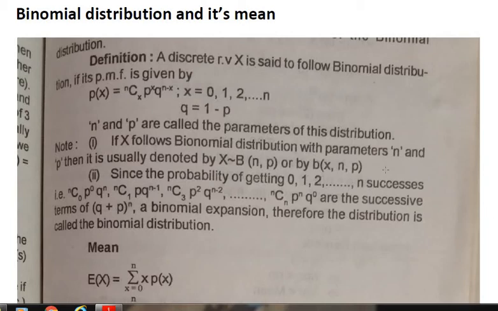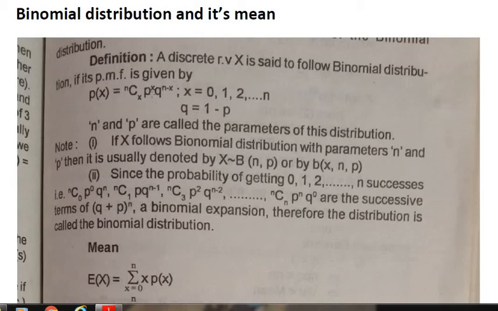Binomial distribution is a discrete probability distribution. Therefore, in the definition, we consider the random variable x as a discrete random variable. A discrete random variable x is said to follow binomial distribution if the probability mass function of x is given in this way: probability of x equals nCx into p to the power x into q to the power n minus x. Here x is 0, 1, 2, 3 up to n. Here n is a finite number, n is small, and p is the probability of success and q is the probability of failure.